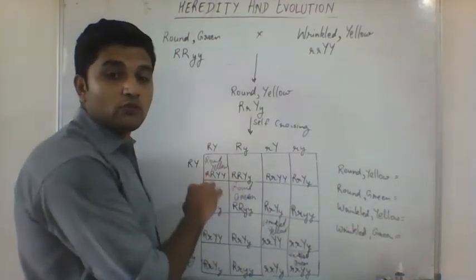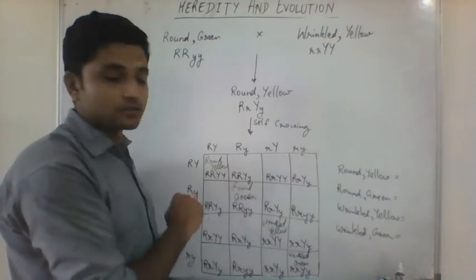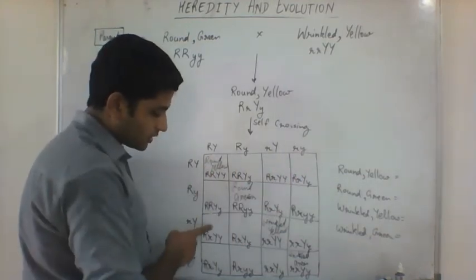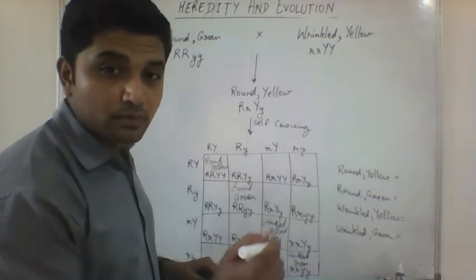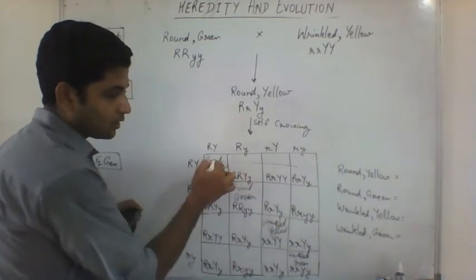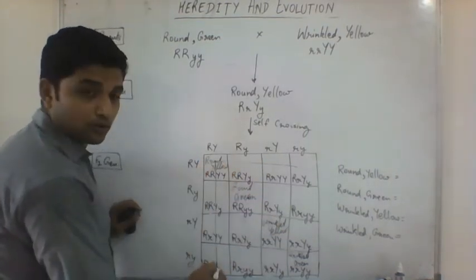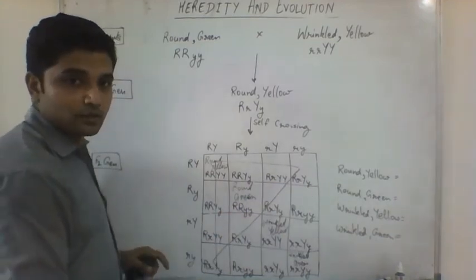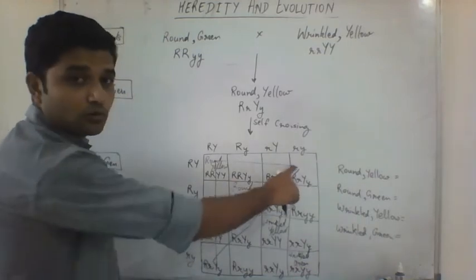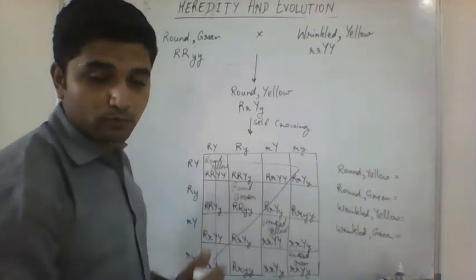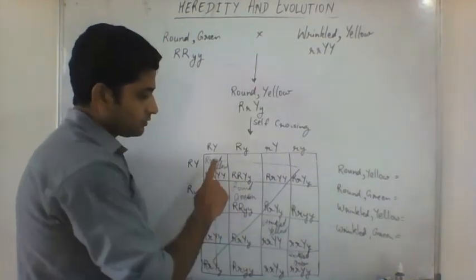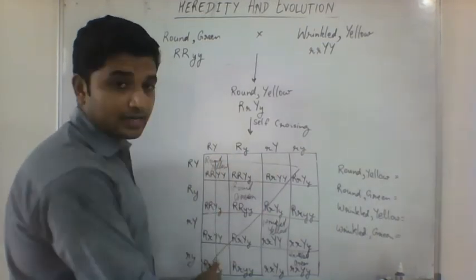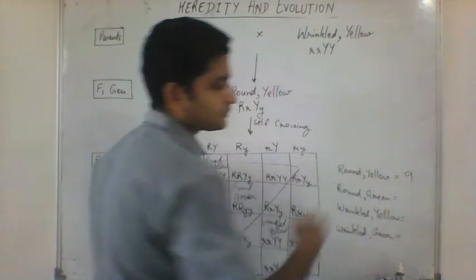Round and yellow will be the maximum because they are the dominant characters. So round and yellow, round and yellow, round and yellow. Here also round and yellow. So you can see a triangle being formed. These are round and yellow, and also these are round and yellow. All these plants in your triangle will be round and yellow. Count how many plants: 1, 2, 3, 4, 5, 6, 7, 8, 9. Round and yellow plants are 9.